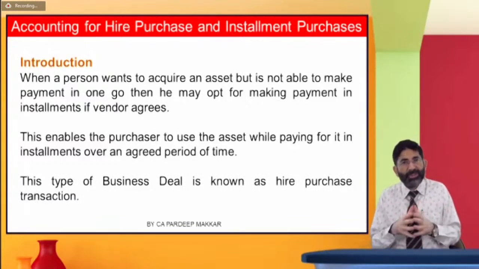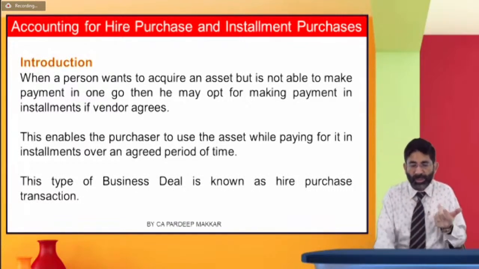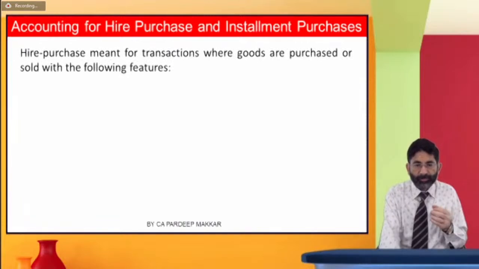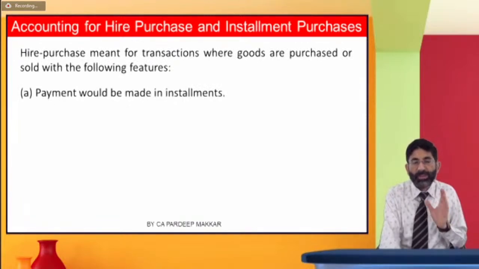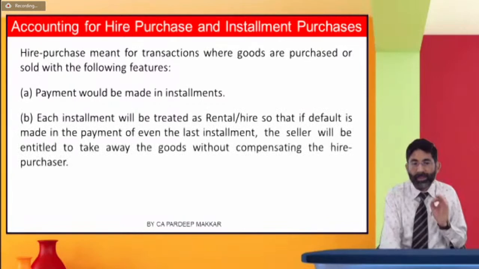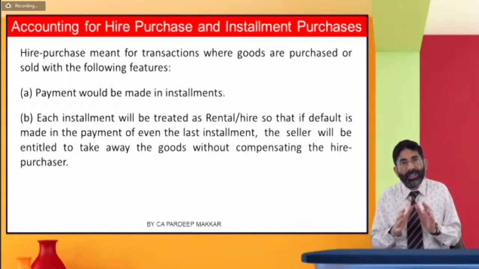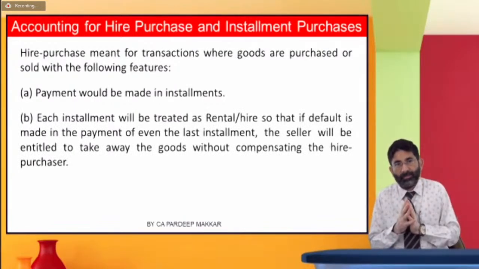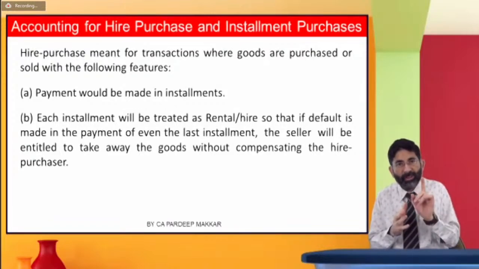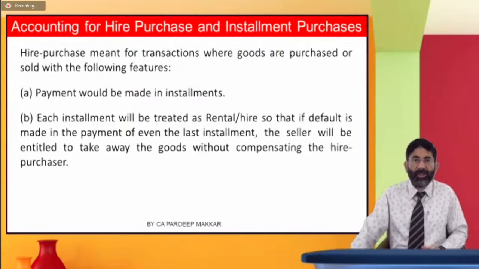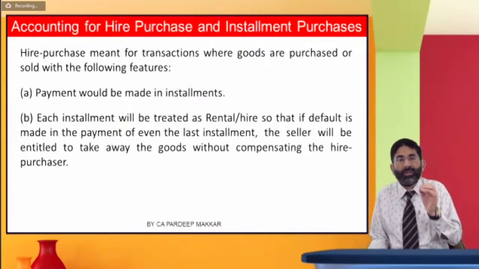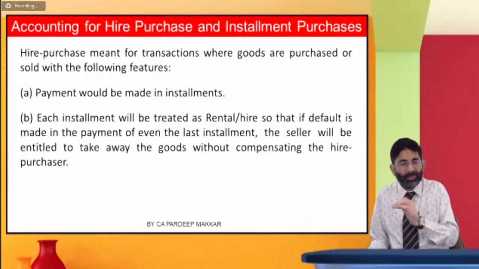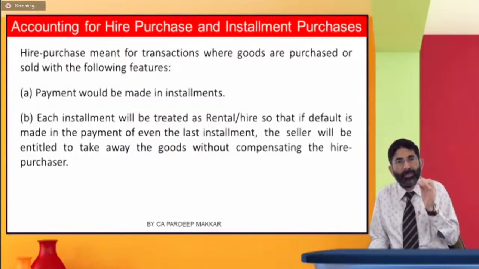This business deal is called a hire purchase transaction. Why is it called hire purchase? This means, for one thing, payment would be made in installments. Each installment will be assumed as a rental. It is not payment; in the beginning, it will be assumed as a rental. Means if I have purchased a car with an installment of rupees 25,000 per month, I have to pay an installment of rupees 25,000 per month.